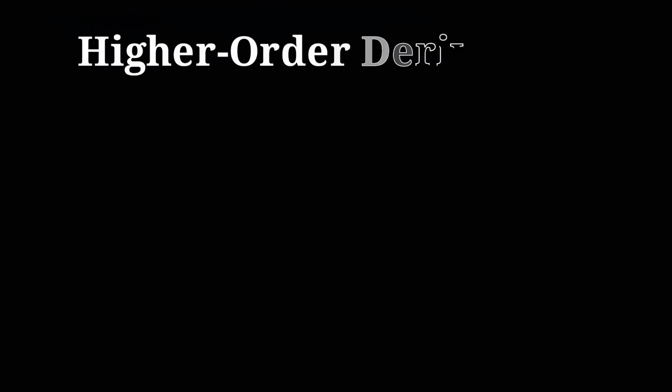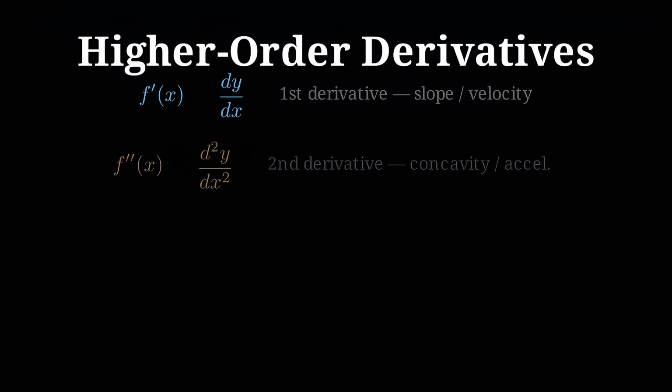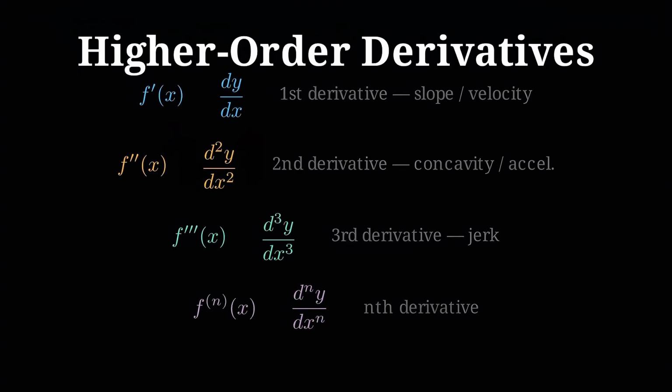You can differentiate a function more than once. The second derivative is the derivative of the first derivative, written f double prime of x or d squared y over dx squared. It measures the rate of change of the slope. In physics, if position is x of t, then the first derivative is velocity, the second derivative is acceleration, and the third derivative, called jerk, is the rate of change of acceleration.